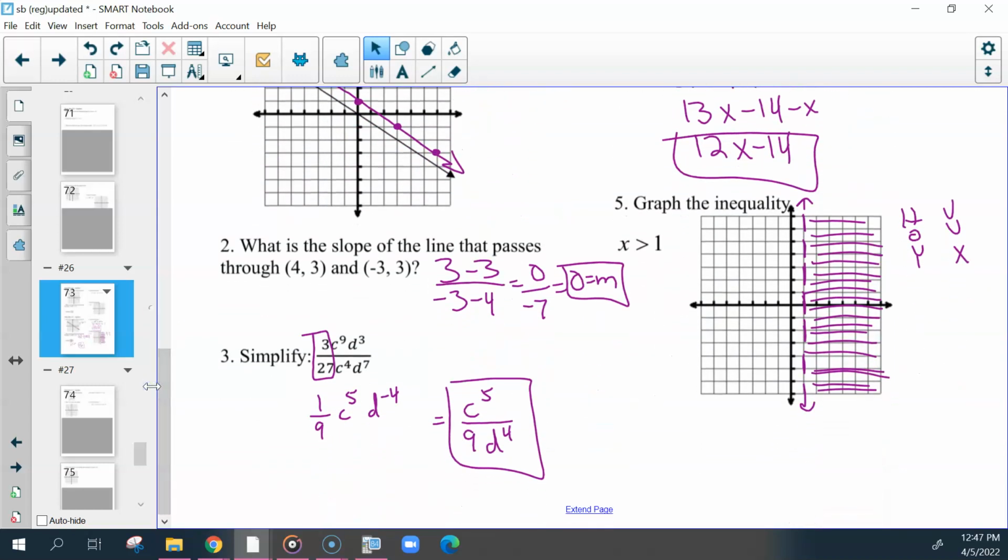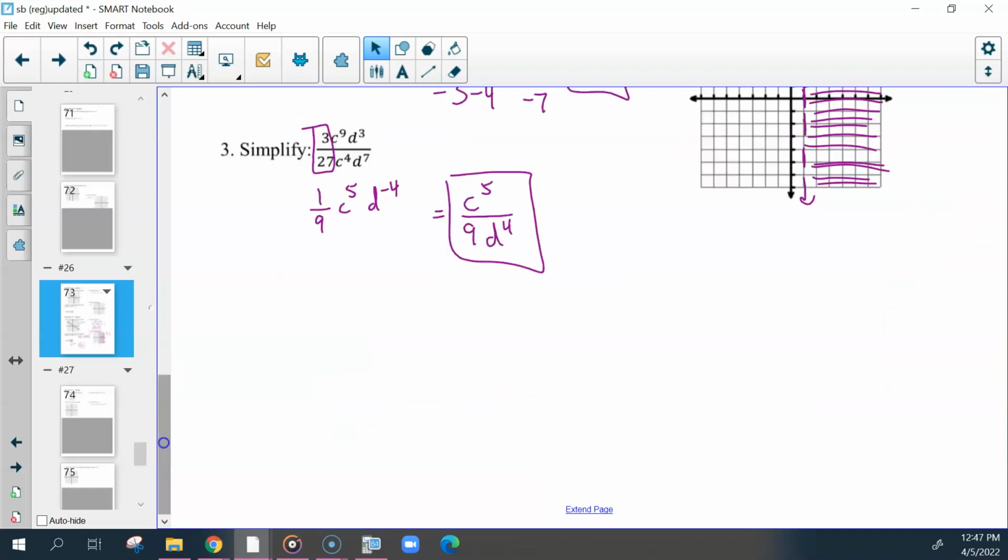Number 2, you should be finding the slope and subtracting: 3 minus 3 over negative 3 minus 4, to get 0 over negative 7, which would just be 0. Number 3 is not something we talked about.